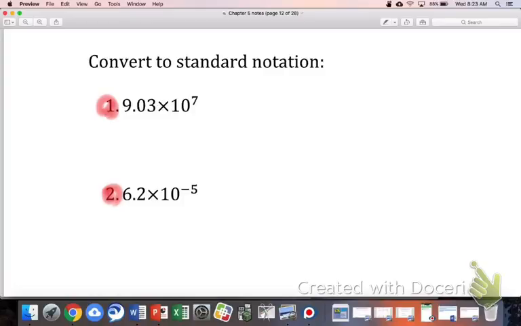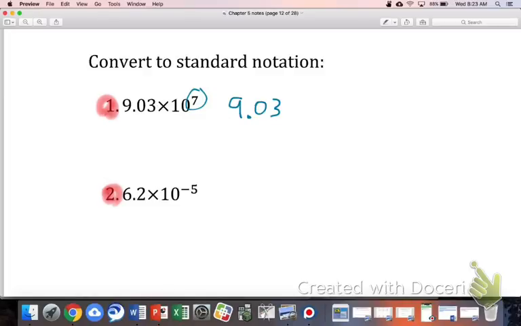I'm going to take that 9.03 and write it off to the side, and I realize that I'm going to need to move that decimal to the right or to the left in order to turn this into a standard form number. Here's the system that I like to use. I look at this exponent of 7 and recognize that it is positive. If that exponent is positive, that means my number is really big. If you've got a 10 power that's positive, that means I've got a large number.